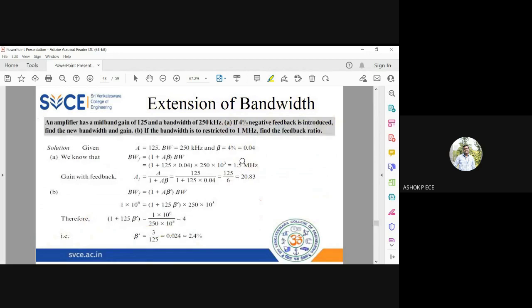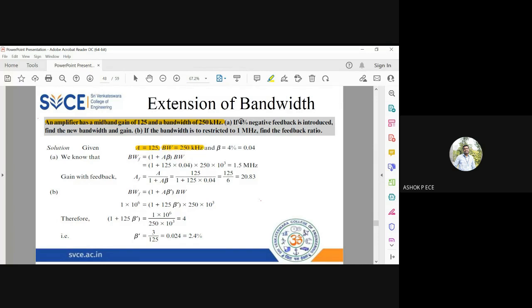So we'll do some problems based on this bandwidth extension. You see here, an amplifier has a mid-band gain of 125 and a bandwidth of 250 kilohertz. So nothing is mentioned about feedback. So this represents your capital A and bandwidth without feedback. If any term feedback comes, then these two will be AF and BWF. But since there is no word relating to feedback, this should be without feedback. So capital A is 125 and BW is 250 kilohertz.